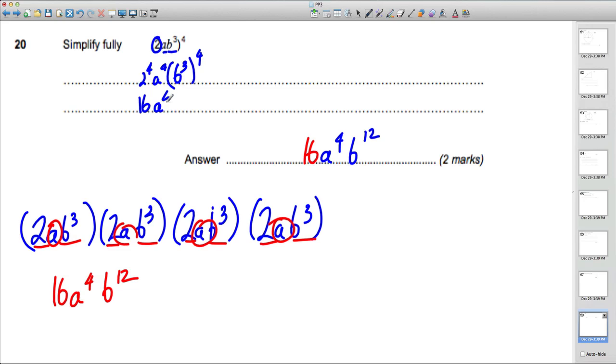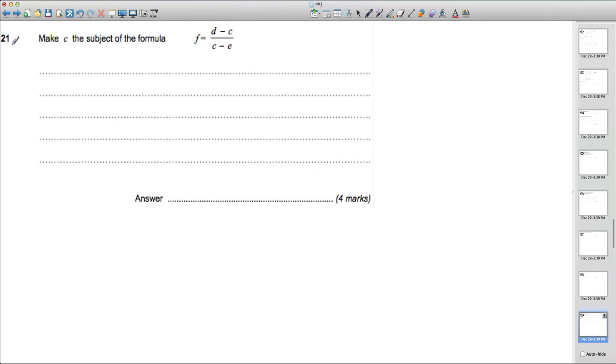A to the power of 4 is A to the 4. B cubed to the power of 4. Power of a power, you multiply them, you get the following. Please get those right. They're easy marks.